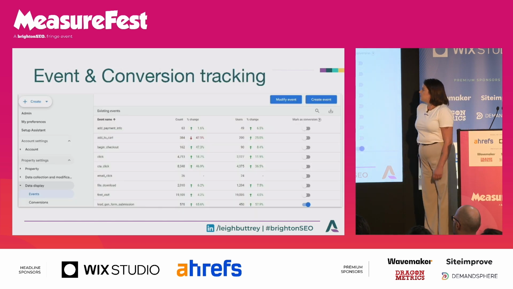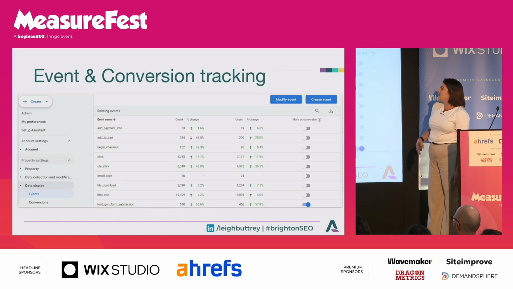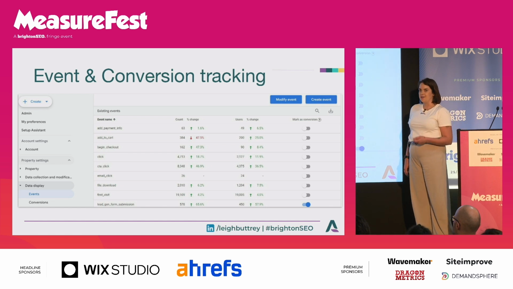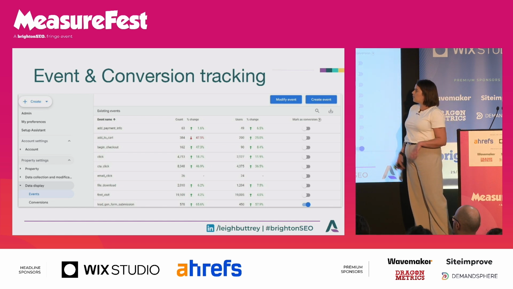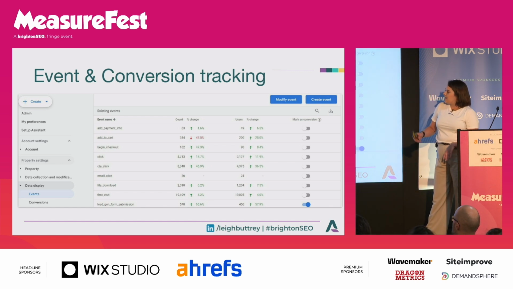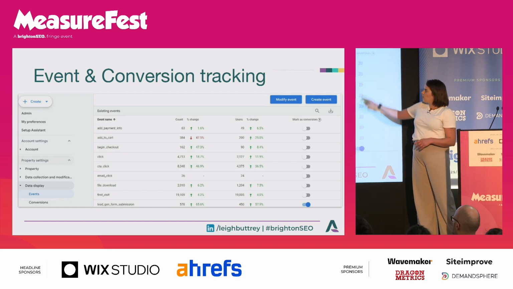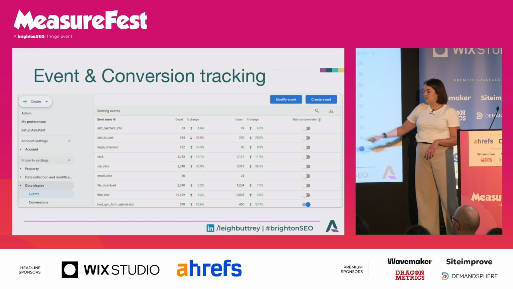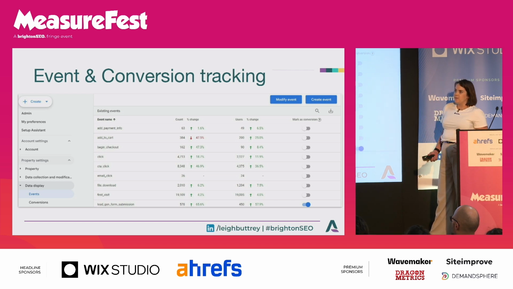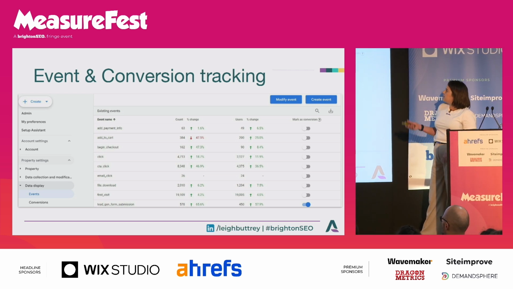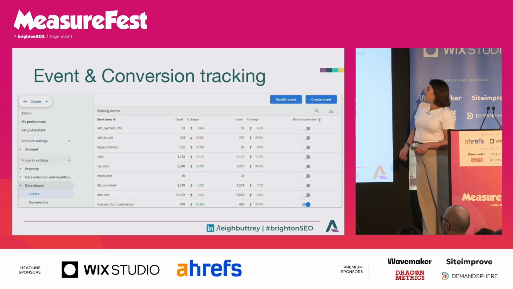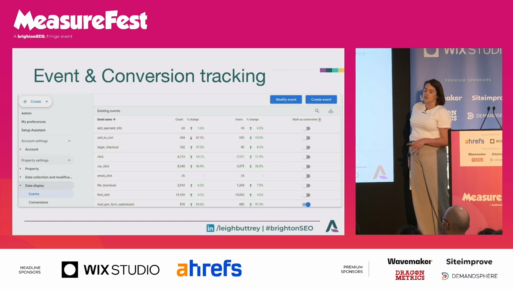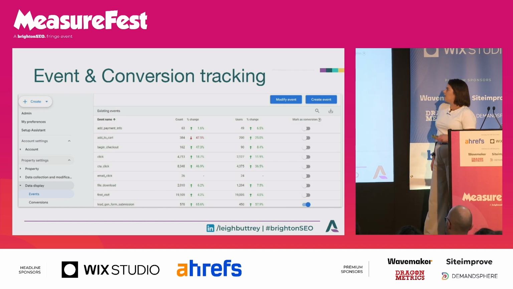So event and conversion tracking. Events are anything that is deemed important to understand user engagement and how a user uses the website. A conversion is anything that is deemed for business success. So for instance here, we've got all these different events, and at the bottom we've got lead gen form submission. That's deemed as business success for this particular client. Also, remember that all conversions are events, but not all events are conversions.